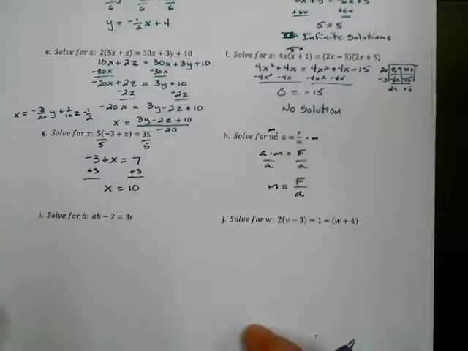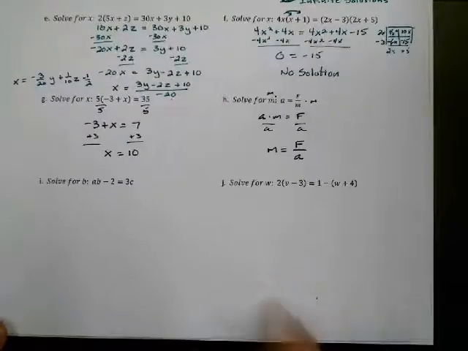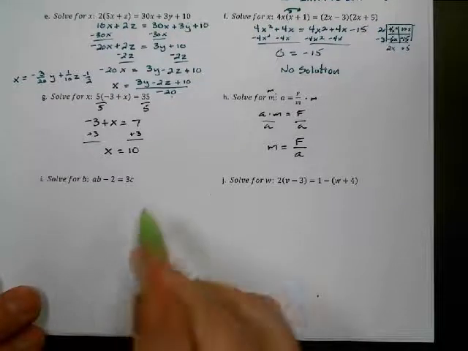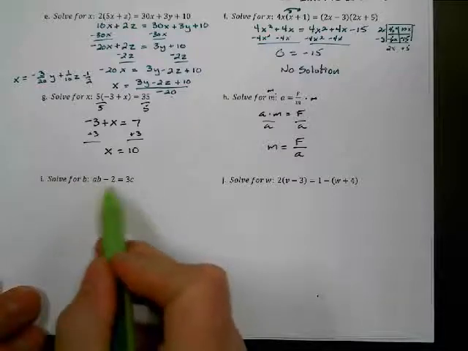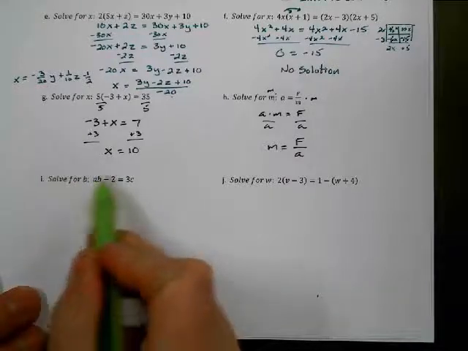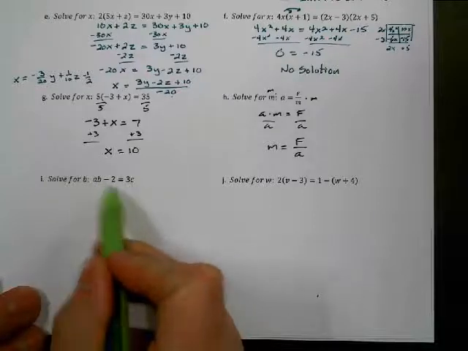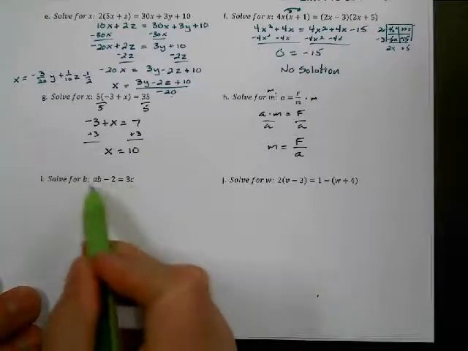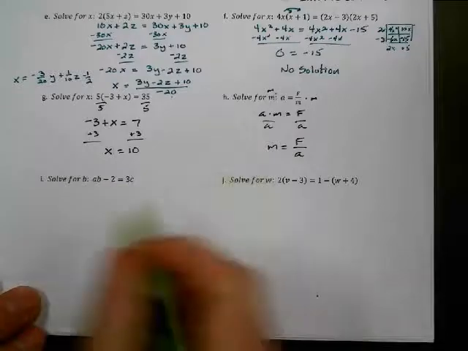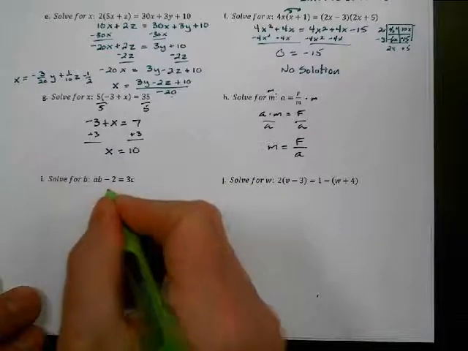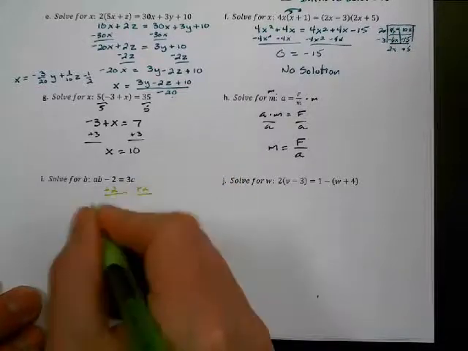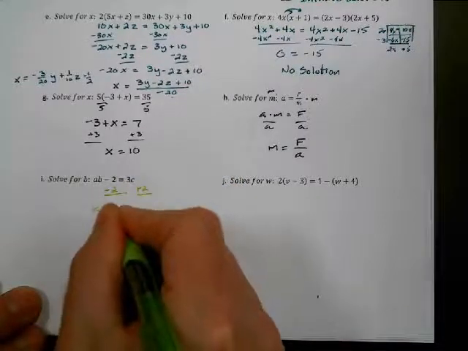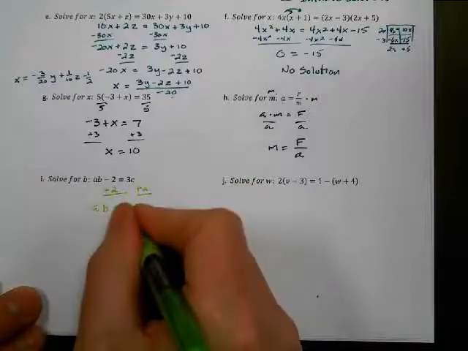All right, last one. Let's change colors. New color. Lime green. All right, we want b by itself. So over here, remember, when we have stuff like this where it's a binomial here, it's usually easier to do the addition and subtraction before I start dividing by a. So I'm going to add 2 to both sides. And I've got a times b equals 3c plus 2.